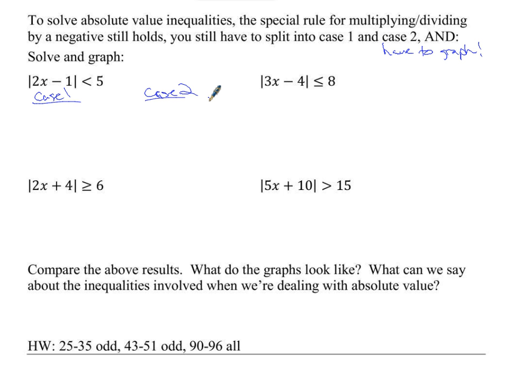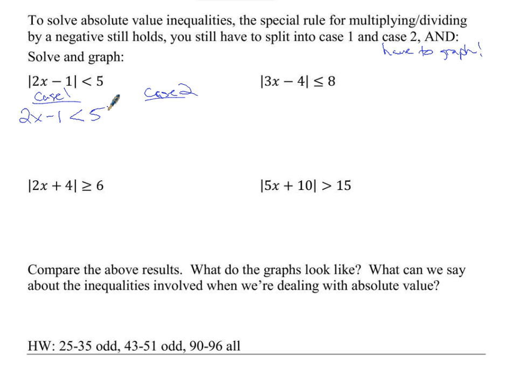Remember, case 1 is the positive case. It means we're to the right of 0 on the number line. So case 1 is exactly what you see. 2x minus 1 is less than 5. Case 2 is the negative case.